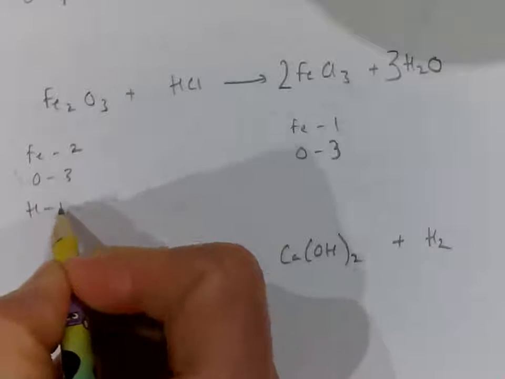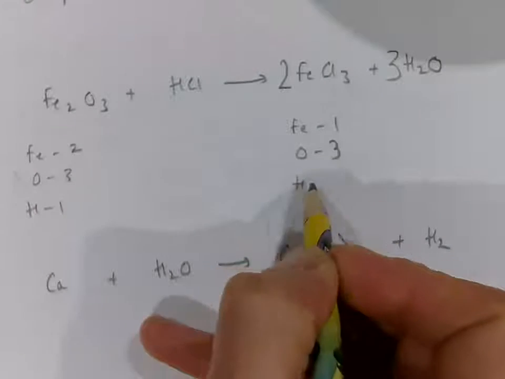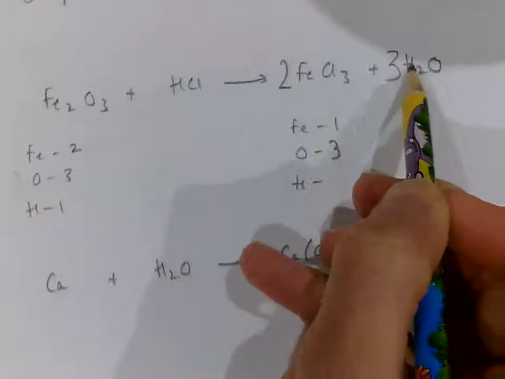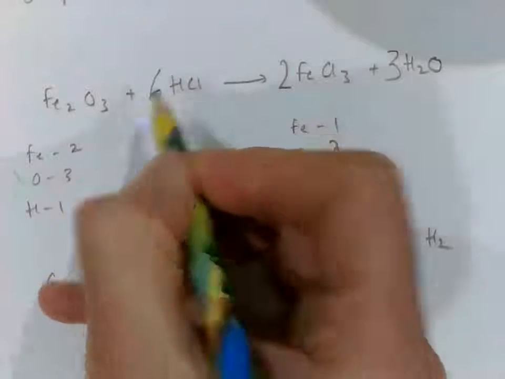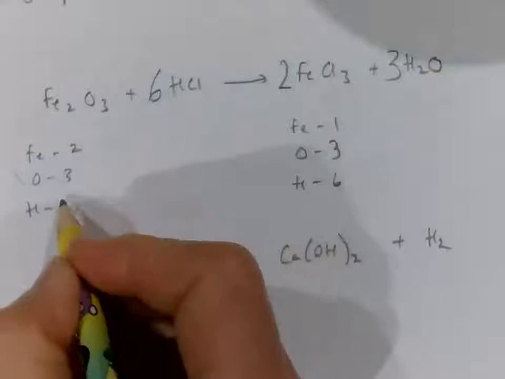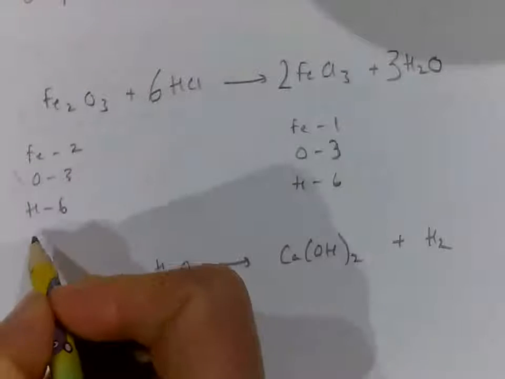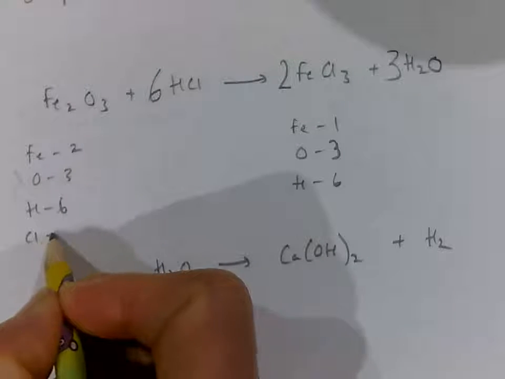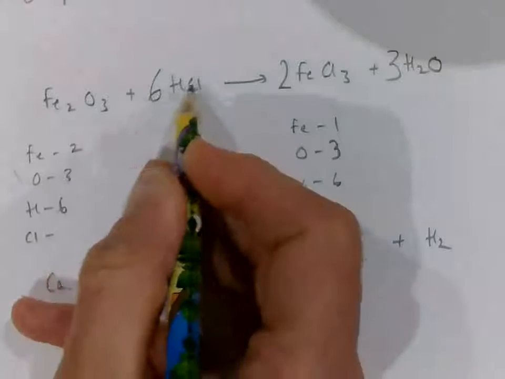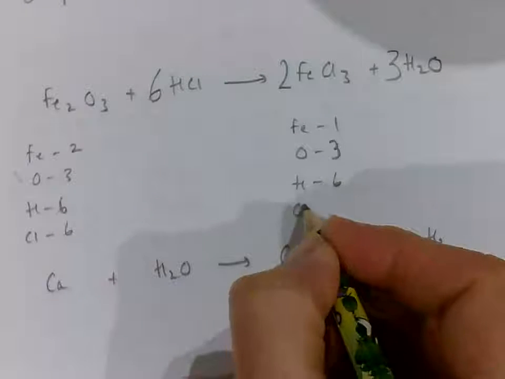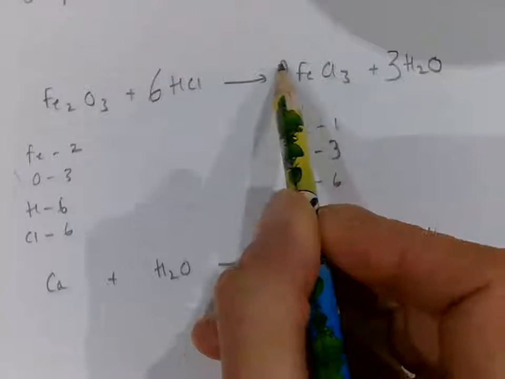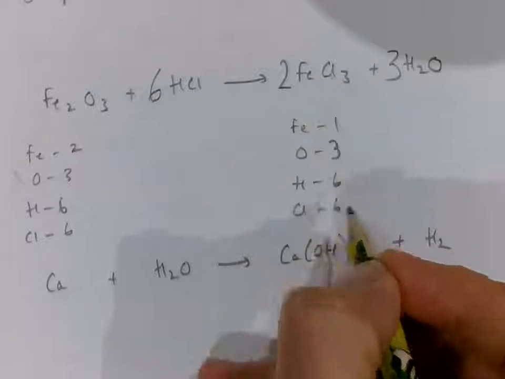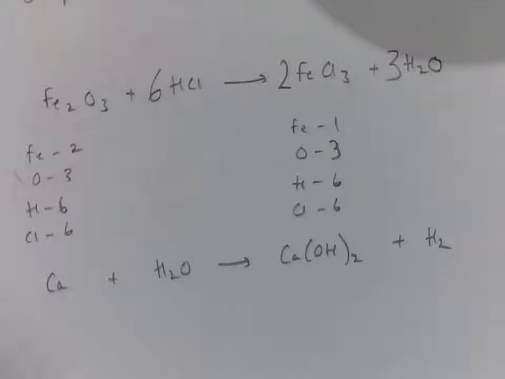Hydrogens, I've got 1 on this side, but I have got 3 lots of 2 here, so I've got 6 on this side. So I need to put a 6 in front here to make sure I've got 6 on this side. My final element is chlorine. I've got 6 chlorines on this side, and on this side I have got 3 here, but I've got 2 lots of those 3, so I've also got 6. And so my equation is balanced.